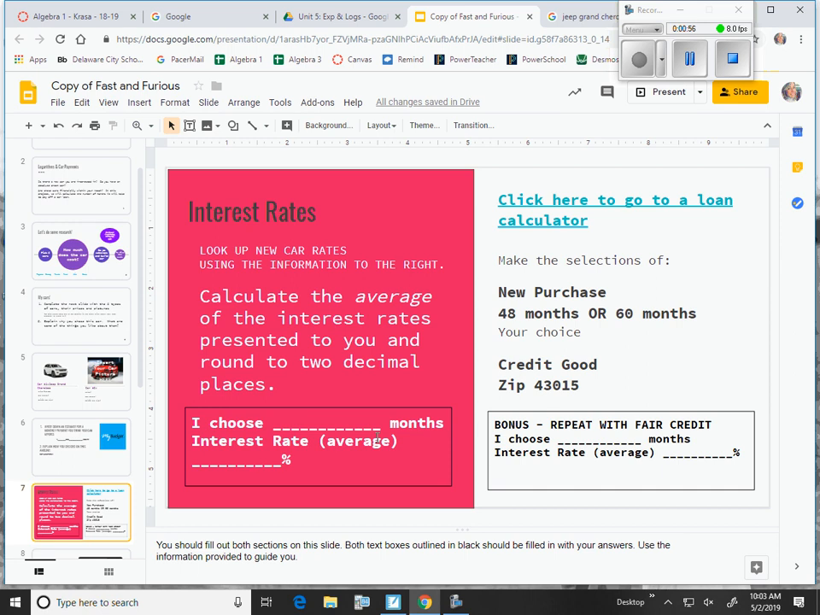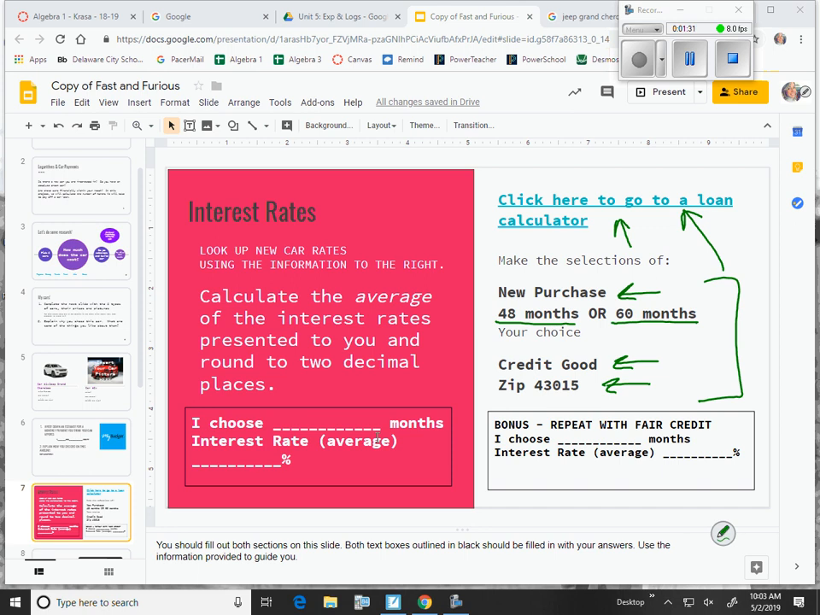If you look up here where it says click here to go to a loan calculator, go there. Okay, you will go to that link. You will choose a new purchase, and then you will choose either a 48-month loan or a 60-month loan. You will use good credit, and you will use our current zip code here for school, 43015. So this information here will be used when you do the loan calculator, and that will tell you your percentage.